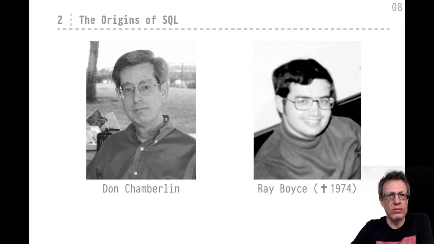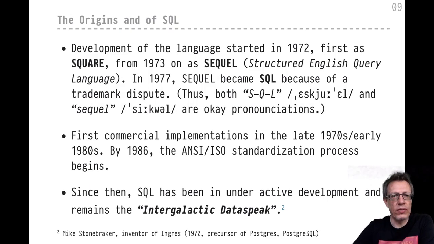He died already in 1974. Don and Ray together developed the first bits of SQL, and since then, SQL has developed into a language that's still maintained and still progressing today. And despite being an old idea, it's very relevant today, as you saw in the Stack Overflow Developer Survey overview. The development of the language started already in 1972, named SQUARE. It was then very soon renamed SEQUEL, the Structured English Query Language, in 1973. And then, I think because of trademark disputes, in 1977 it became the abbreviation SQL. And this has stuck as a name since then.